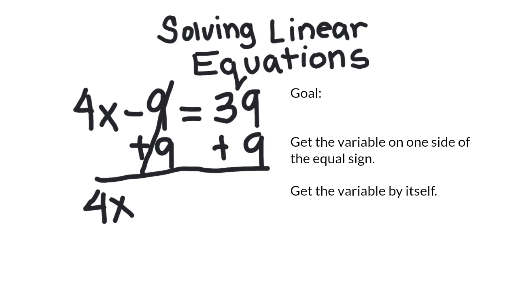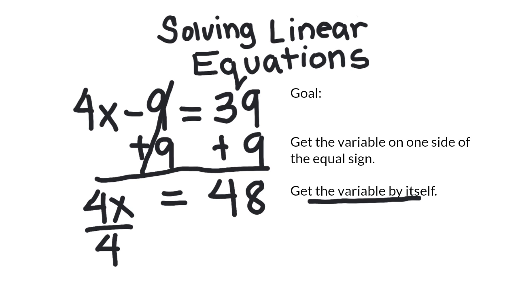So now we have 4x is equal to 39 plus 9, which is 48. And remember, our goal is to get the variable by itself. That's what we're working on. The variable x is not quite by itself yet. It's still attached to this 4 by multiplication. So we have to move the 4 to the other side of the equal sign by doing the opposite of what's here. The opposite of multiplication is division. So we're going to divide by 4. And what we do on one side of the equal sign, we do the same thing on the other side.